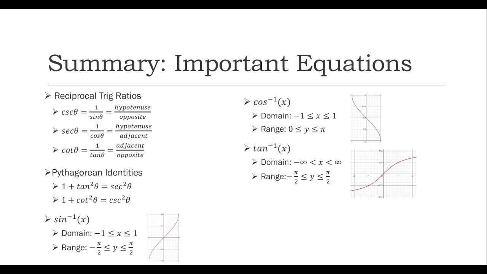So in summary, our reciprocal trig ratios are the cosecant of theta equals hypotenuse over opposite, our secant of theta equals hypotenuse over adjacent, our cotangent of theta equals adjacent over opposite. Our new Pythagorean identities we learned are 1 plus tangent squared theta equals secant squared theta, and 1 plus cotangent squared theta equals cosecant squared theta. Our arc sine of x has a domain of -1 to 1 and a range of -pi/2 to pi/2. Our arc cosine of x has a domain of -1 to 1 and a range of 0 to pi. And our arc tangent has a domain of -infinity to infinity and a range of -pi/2 to pi/2.